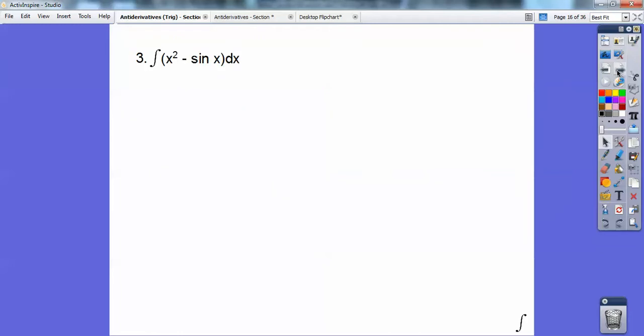All right, how about this one right here? I have a polynomial and a trig function, so I'm going to separate them up.